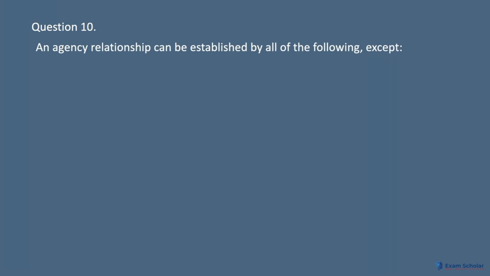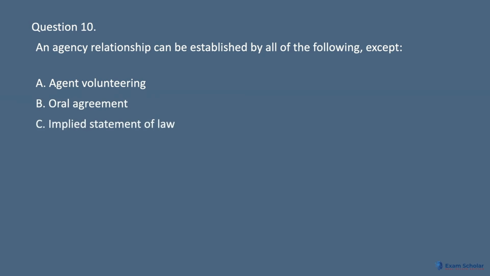Question 10. An agency relationship can be established by all of the following, except A. Agent volunteering. B. Oral agreement. C. Implied statement of law. D. Agreement of principle.